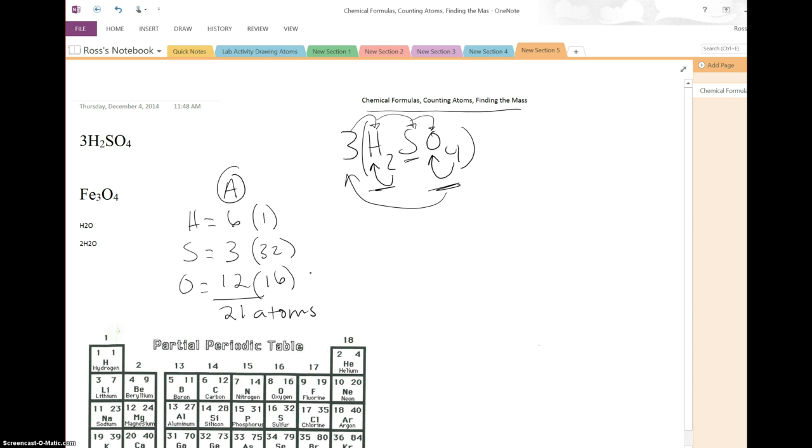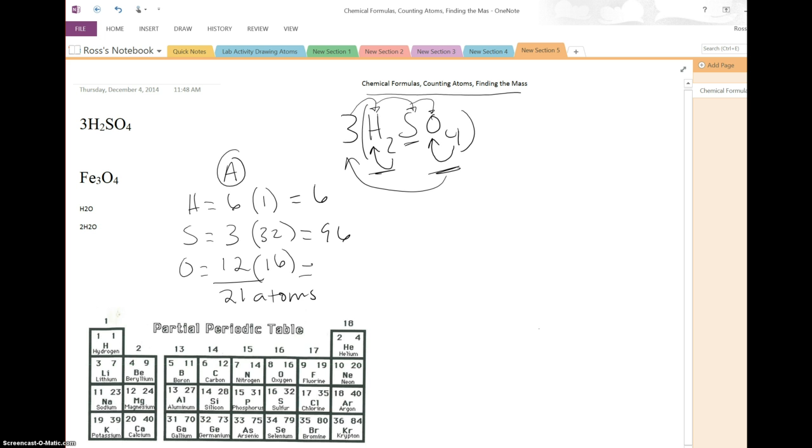So, I don't expect you to necessarily be able to do all that in your head. I've got my calculator here. 6 times 1, I don't need a calculator for that. 6. 3 times 32, that we can actually do in our head as well. That's 96. And if we've got 12 times 16, that makes 192. Add all these together. We come up with an AMU of 294. So that's the mass of that entire molecule.